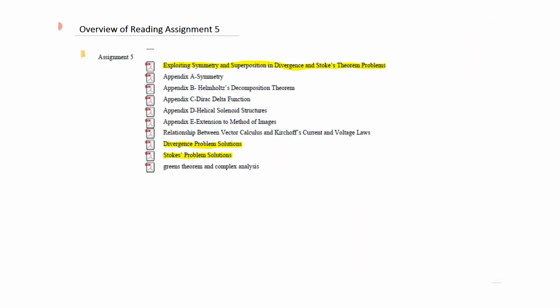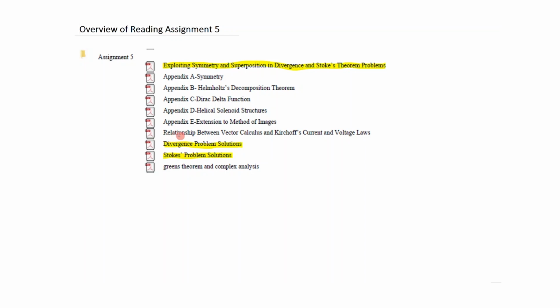All right, so let's do an overview of reading assignment 5. You'll notice that the parts highlighted in yellow are the ones that appear in the shorter version of assignment 5. The actual document, assignment 5 short, is a reduced version of the full document in reading assignment 5. In reading assignment 5, we have 5 appendices, and the main document refers to these appendices.